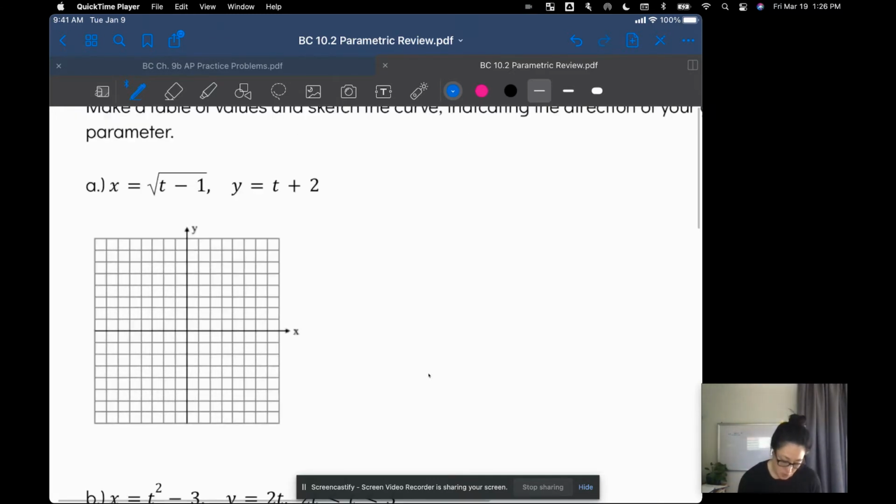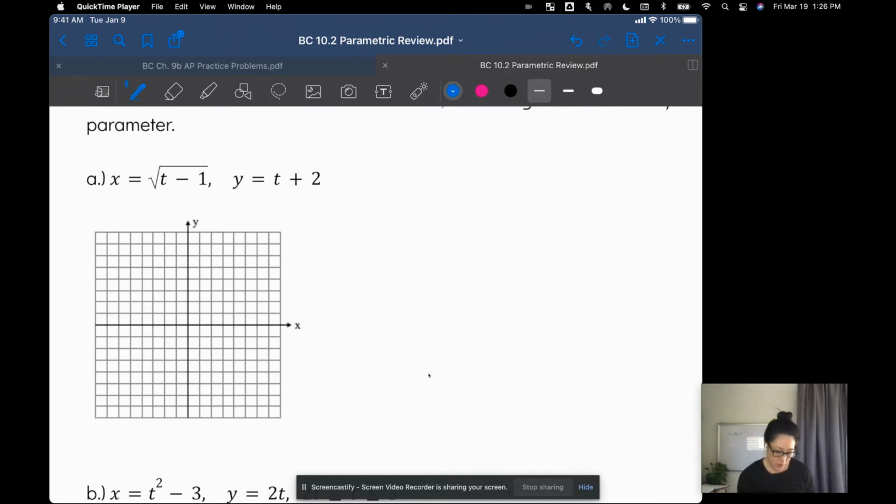Okay. So we're going to start with drawing our table. So we're evaluating our functions with respect to t. And I can see from my x equation, the square root of t minus 1, that I have a domain restriction, that t has to be greater than or equal to 1. So on my table, I'm going to start with 1. I'm plugging in 1 for t.